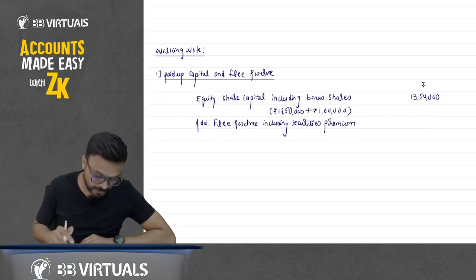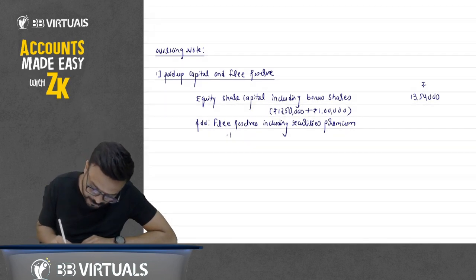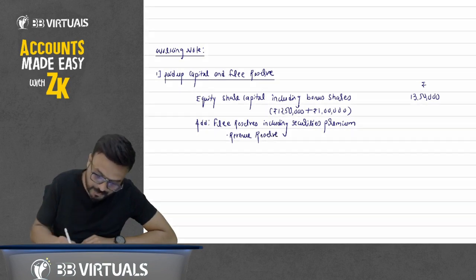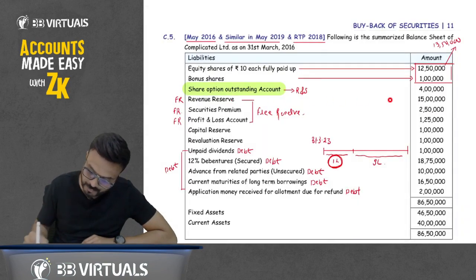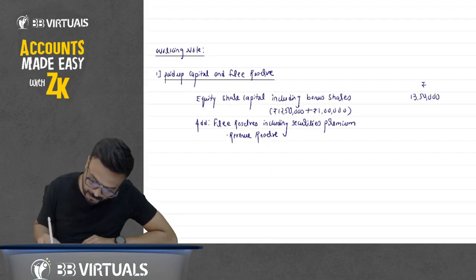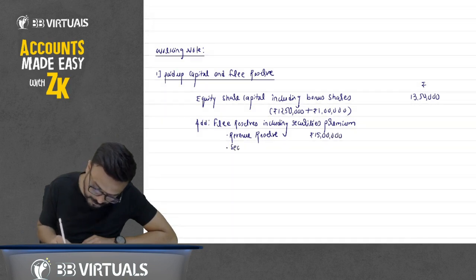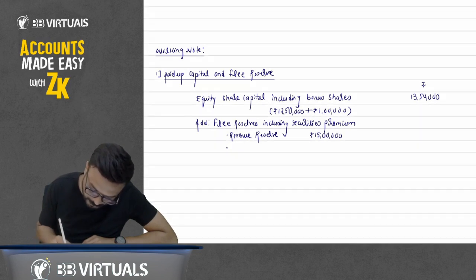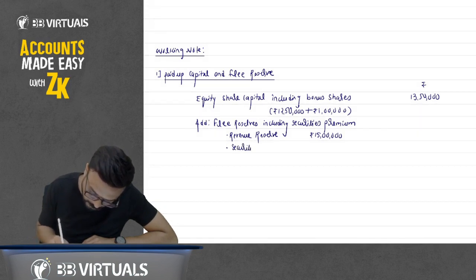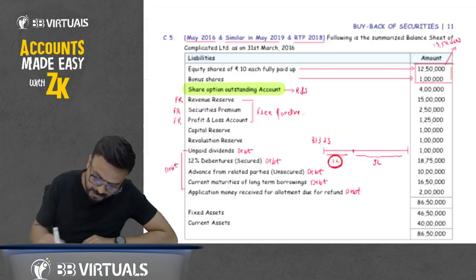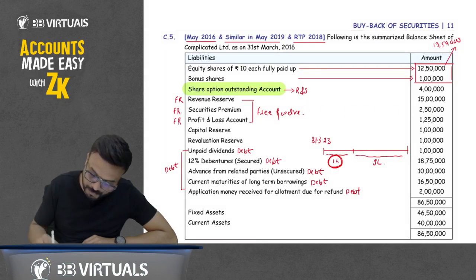Okay. So here, first free reserve which is given in the question: revenue reserve. Revenue reserve is how much? Revenue reserve is 15 lakh. So revenue reserve 15 lakhs. Then you have securities premium. Securities premium is 2,50,000.